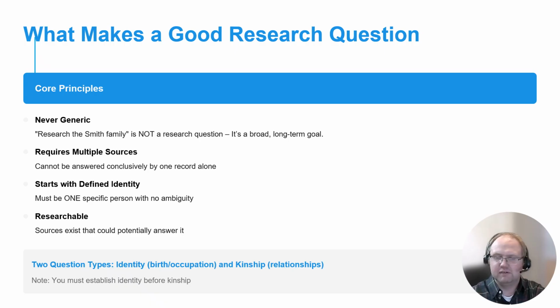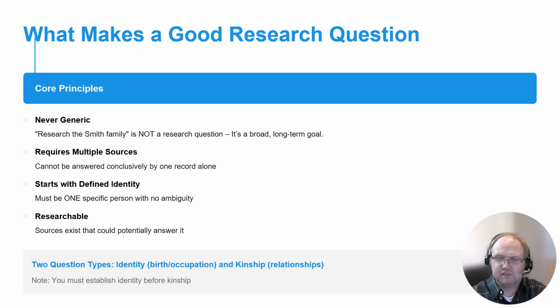Fourth, it needs to be researchable, obvious but necessary. Sources must possibly exist to answer it. What did my ancestors think about moving to America? What were their thoughts? You probably can't answer that unless they wrote letters or kept a diary. It's not really researchable in a traditional sense.